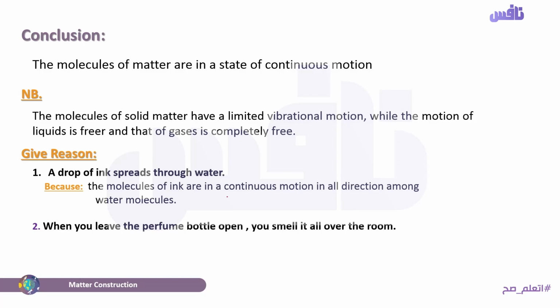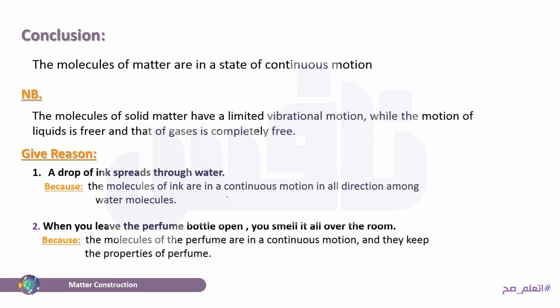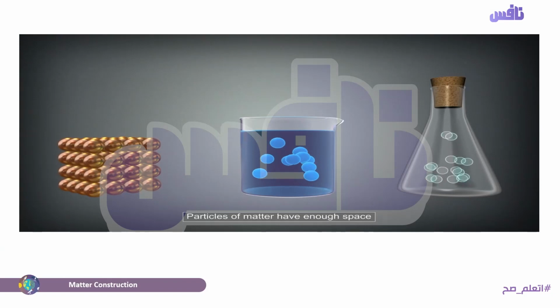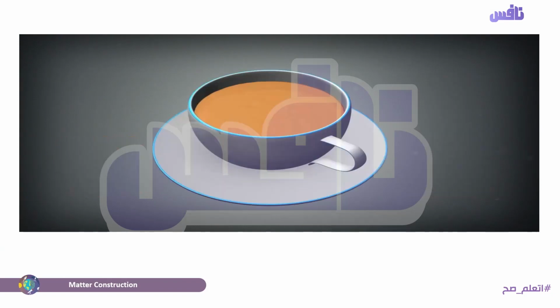زي ما احنا خدنا في الاكسبيرمنت قبل كده ان انا شميت ريحة البرفيوم في كل الأوضة. ليه؟ Because the molecules of the perfume are in a continuous motion and they keep the properties of perfume. Okay, let's watch a video. The particles of matter have enough space.